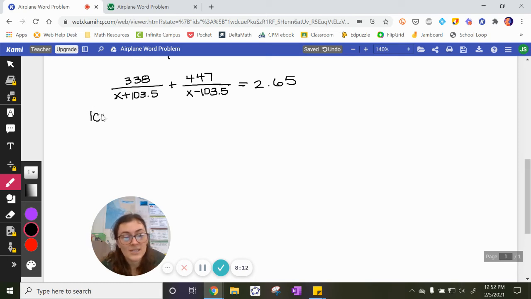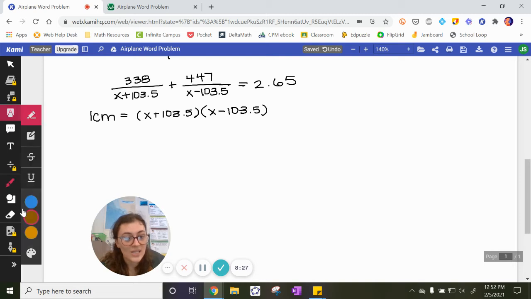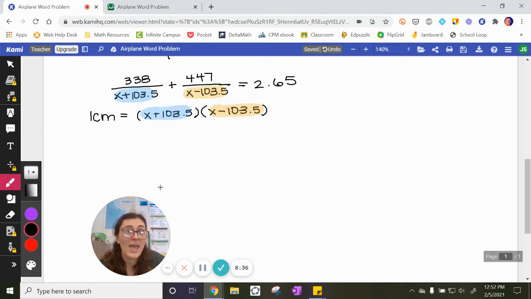So goal 1 is to find the LCM of both denominators, and I just need to have both pieces of the denominator included. So x plus 103.5 and x minus 103.5. Those need to be the two components in my dream denominator. And once I do that, it's just going to turn into multiplying to get this dream denominator for each part. So 338 over x plus 103.5, I need to multiply that by my second piece, the x minus 103.5.